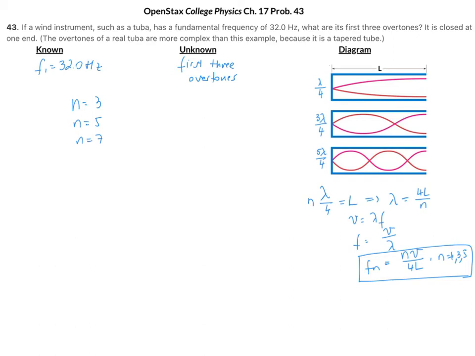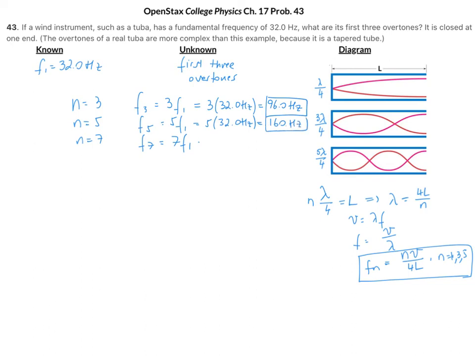So all I have to do to figure out these f's: f sub 3 is going to be 3 times f1, f sub 5 is going to be 5 f1, and f sub 7 is going to be 7 f1. So this is 32 times 3, and that's 96 Hertz. This will be 5 times 32, and that's 160 Hertz. And then the last one is 7 times 32, and that is 224 Hertz.